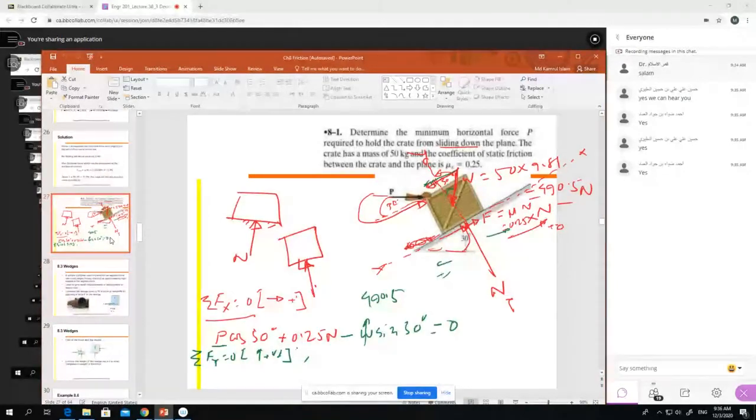Last class we did this problem. We started this problem, but we couldn't finish. But we finish it today, and you see there.